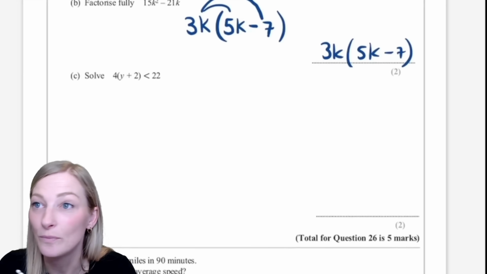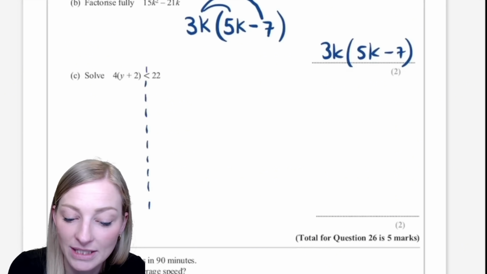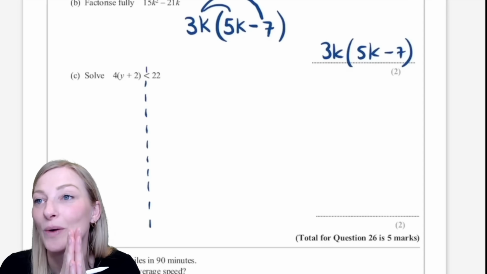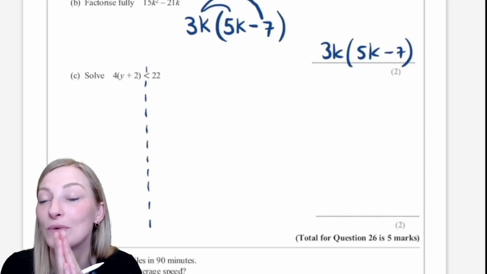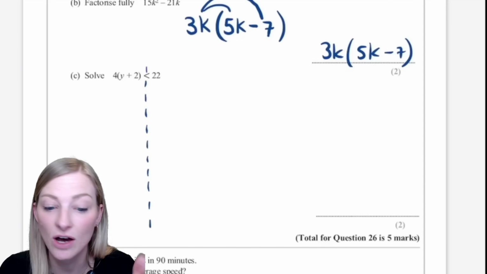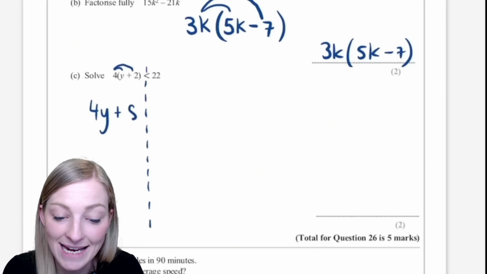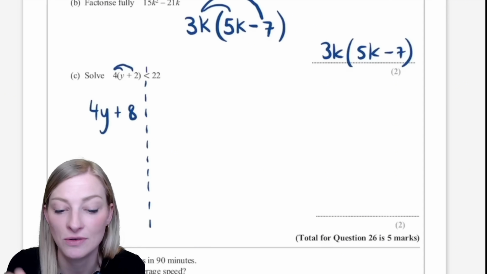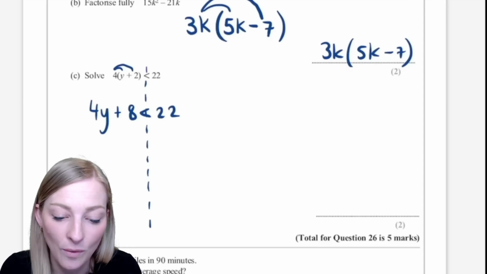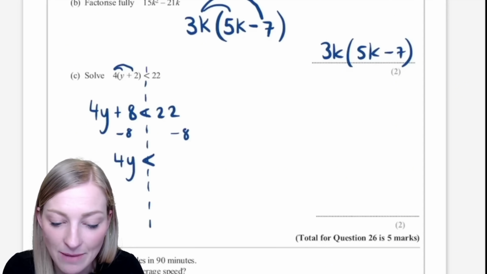For part C, we're solving an inequality. You guys know whether it's an equation or an inequality, we need to put that dotted line where the equals sign or where the inequality symbol is, and what we do to one side, we're going to do to the other. I'm going to start though by expanding the bracket. 4y add 8, so 4 lots of y, 4 lots of 2, is less than 22. We're then going to take 8 away from both sides to get rid of it. We're trying to get the y on its own. That's the aim of the game.